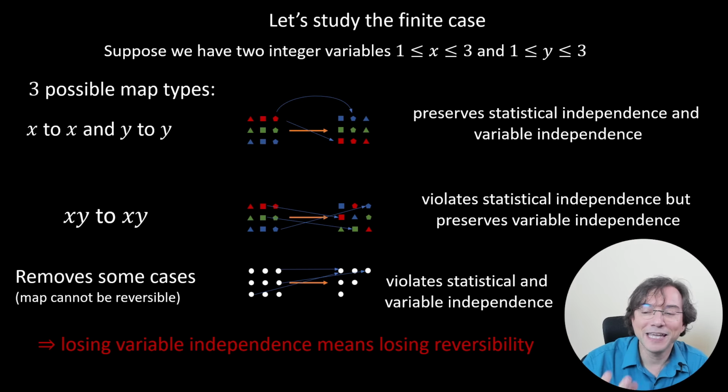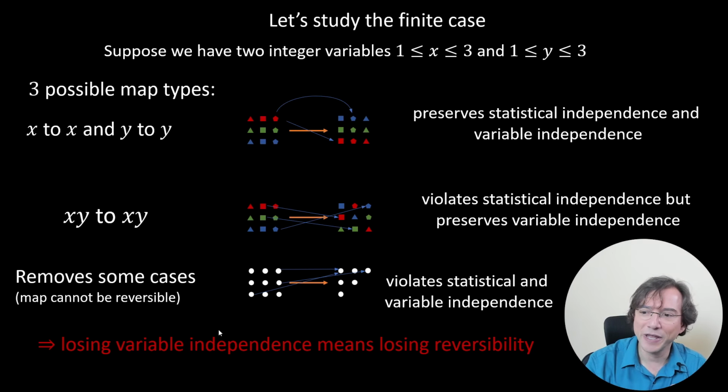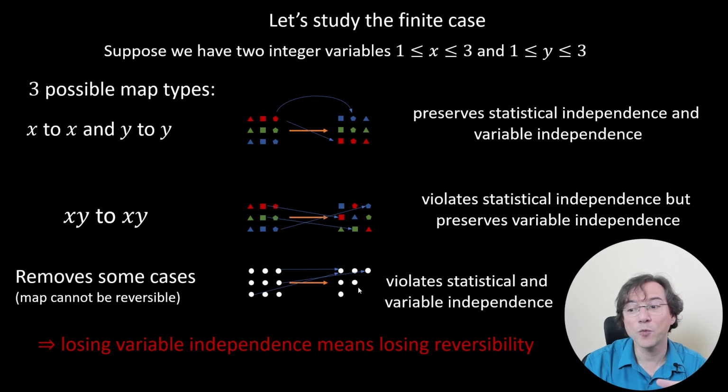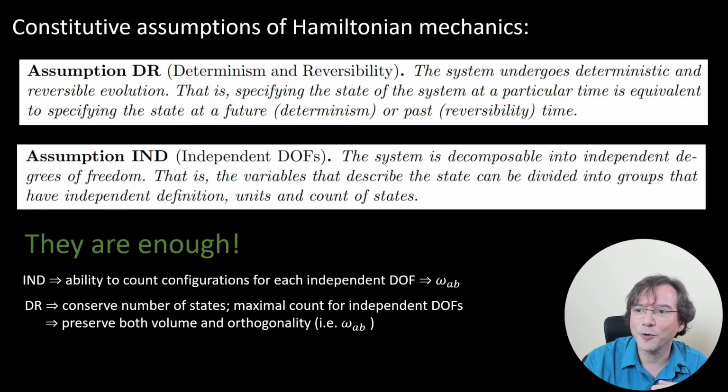And so if we have a deterministic and reversible map, what happens is that when we have independent variables, this product of the cases is maximal, and so we have the maximum number of possible joint states. When we're mapping it, we are also always going to map it to this maximal case as well. So we cannot map things that have variable independence to things that do not, if the map is deterministic and reversible. So there is really no extra assumption that is needed.